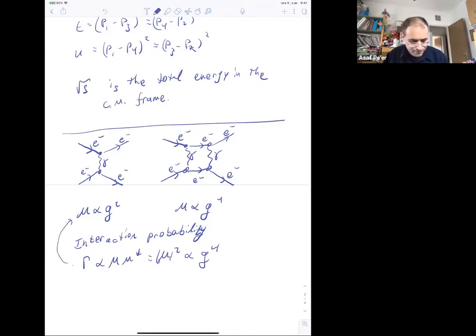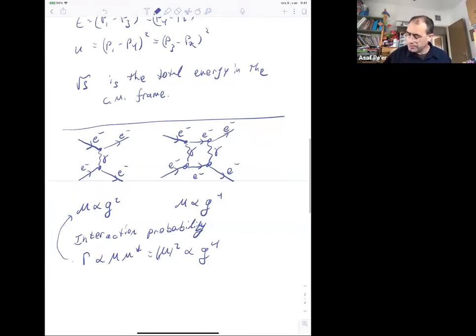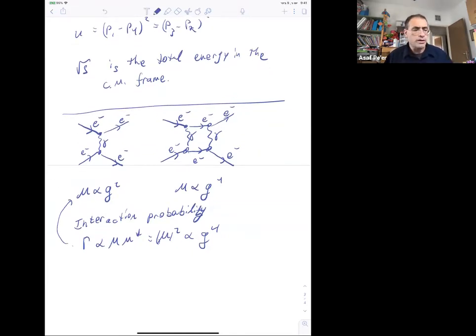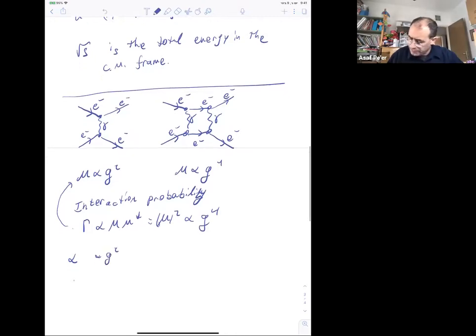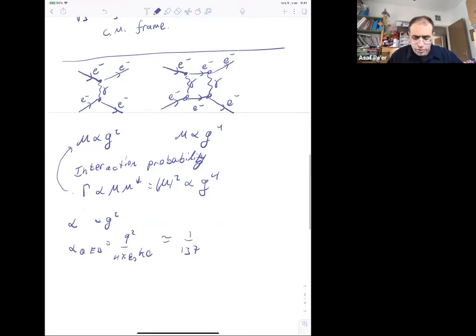So as long as G is small, then the higher order terms are just perturbations. For the electromagnetic interaction, G is indeed small. We don't normally use G, we refer to alpha, which also has the name coupling constant, and is proportional to G squared. Alpha for QED is Q squared over 4 pi epsilon 0 h bar c. This is a dimensionless number, which is 1 over 137. That's also referred to as the coupling constant.